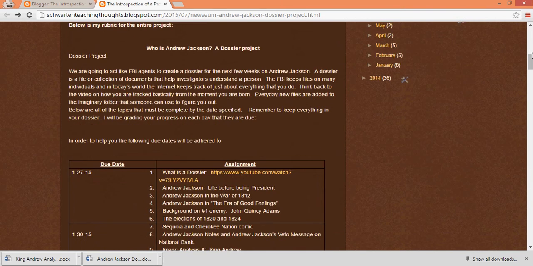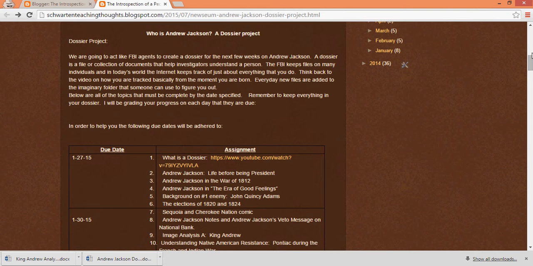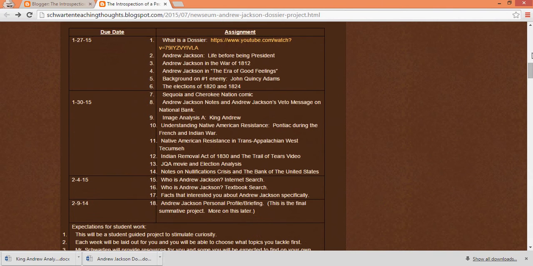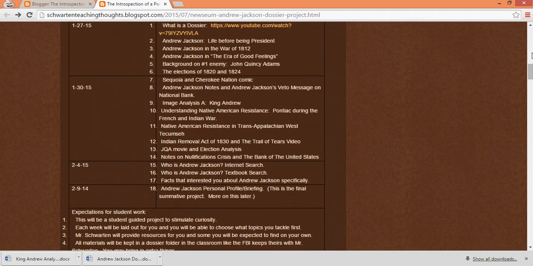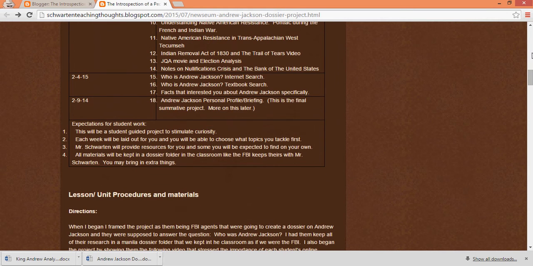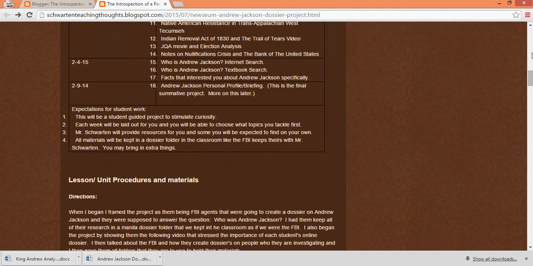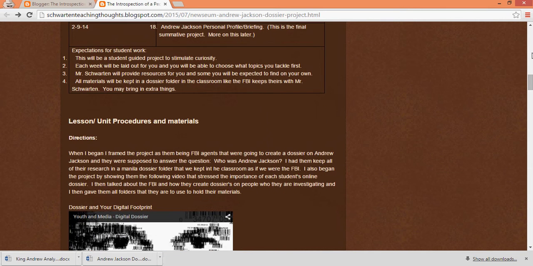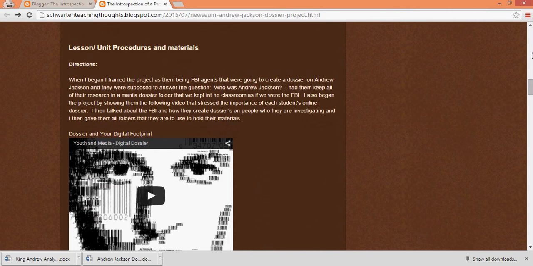The rubric is what I have here. The Andrew Jackson Dossier Project has all the different topics for the elections and the War of 1812 and all the different materials of Indian removal, Tecumseh, some of the things I had to teach about the internet or about the Indians and the internet and the textbook stuff, some expectations.